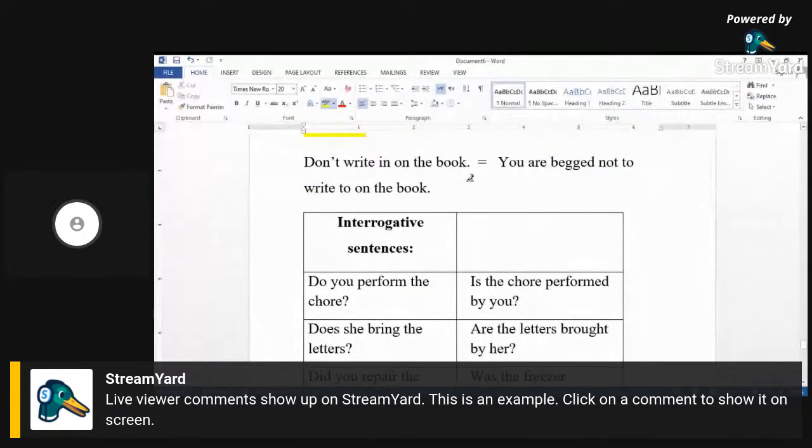Don't write on the book. در کتاب نوشته نکنید. You are begged not to write on the book. از شما تقاضا میگردد که در کتاب نوشته نکنید.